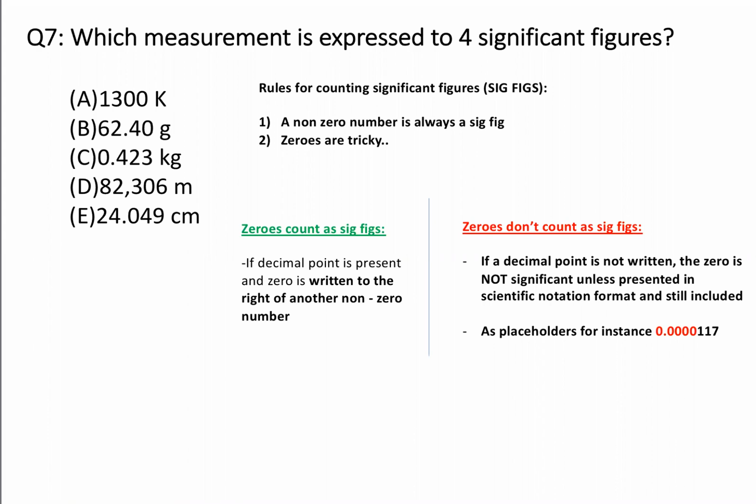So the question that you're faced with here in 7 is you're asked which of these measurements is expressed to 4 significant figures, and you're given a series of choices, okay? And you're basically asked which one has 4 sig figs, as we call it, or significant figures.